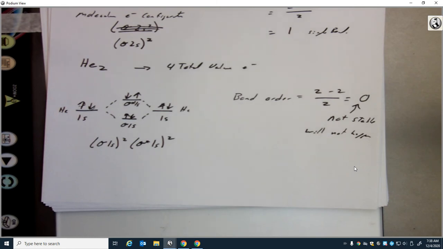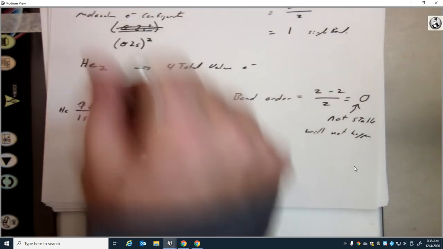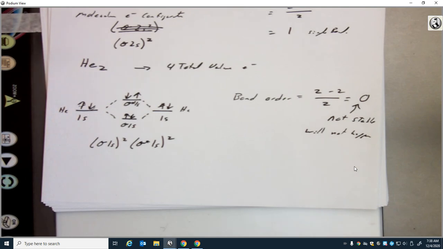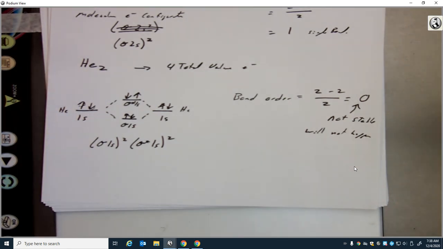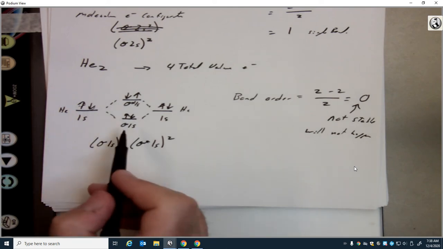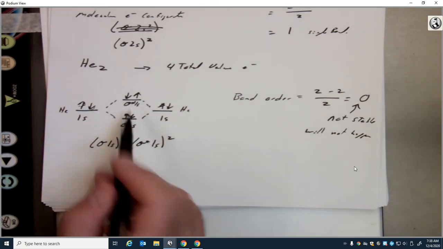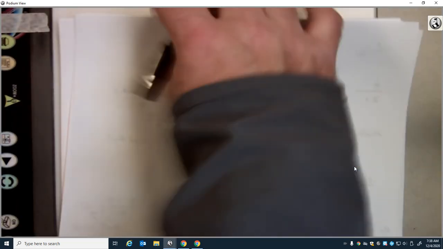All right. So this is the diagram that we're going to use for groups 1 and 2. Well, as soon as we get over into groups 13, 14, 15, 16, 17, now we're dealing with p orbitals. So that means we're going to get into pi bonds and anti-pi bonds. Okay, so they become a little bit more complicated.